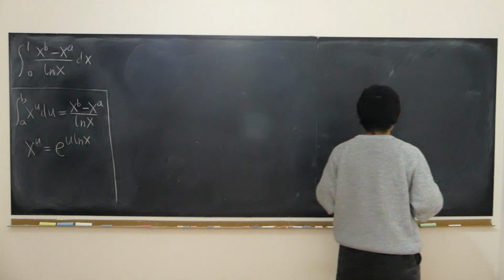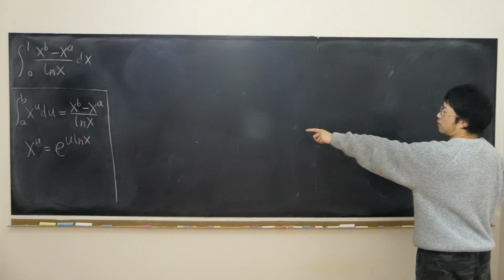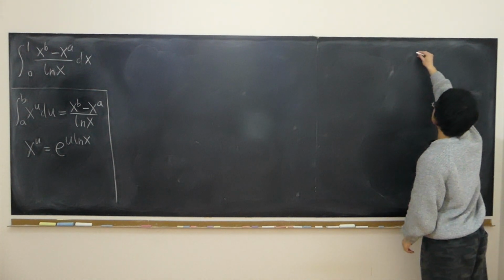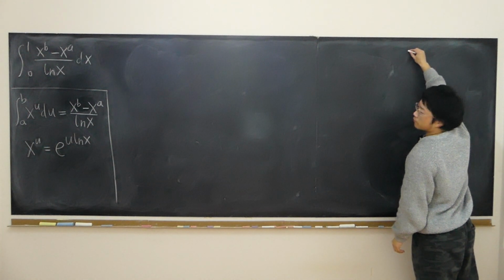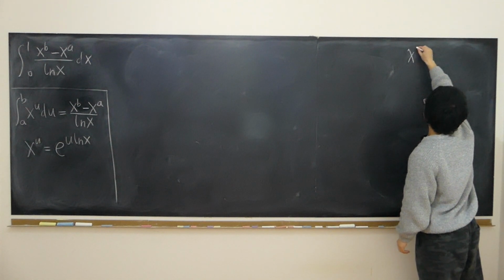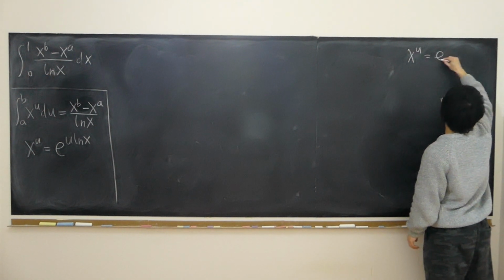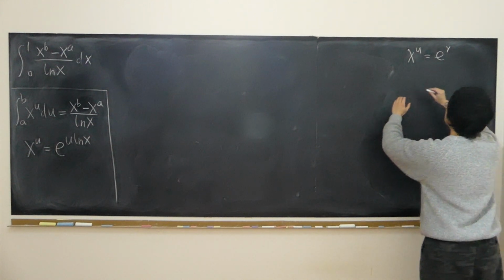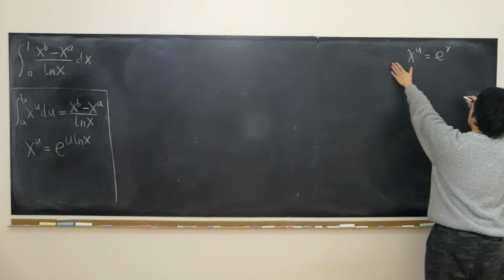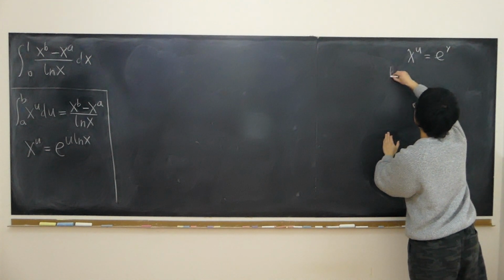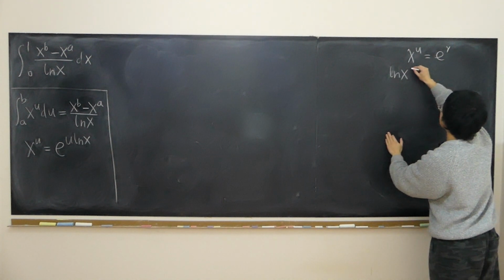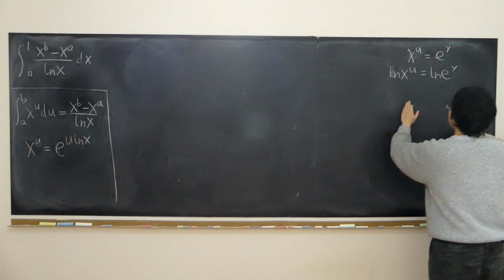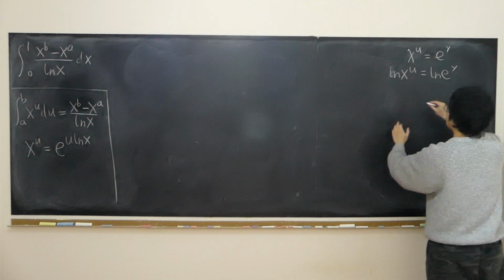First of all, let me show that x to the power of u equals e to the power of u times log of x. So if we let x to the power of u equal e to the power of y, and we'll find out why. Take the natural logarithm of both sides. We have natural log of x to the power of u equals natural logarithm of e to the power of y. Then just take u down to the front.